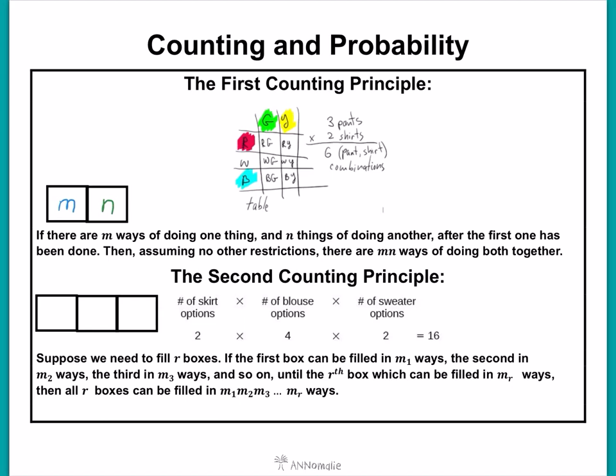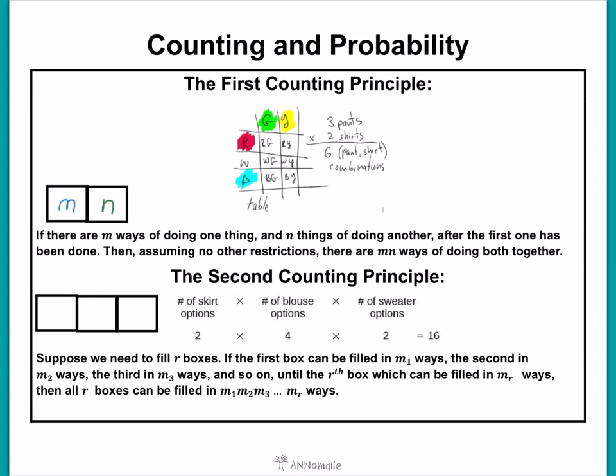The second counting principle follows on this. If we have 2 skirts, 4 blouse options, and 2 sweater options, we can say that we can make 2 times 4 times 2, which equates to 16 different outfits.